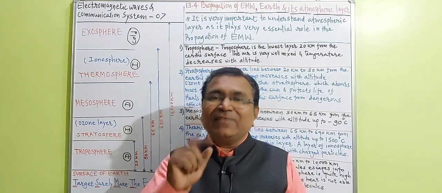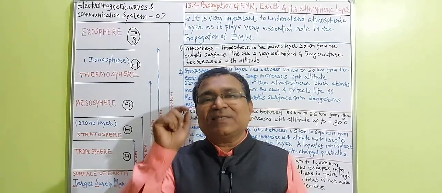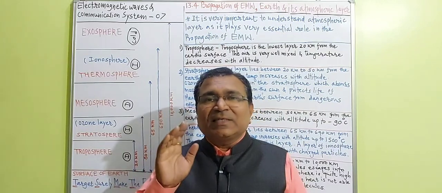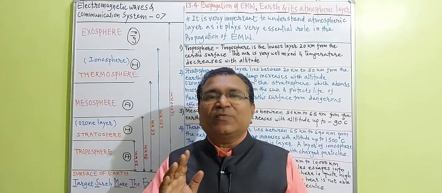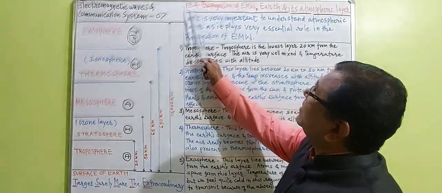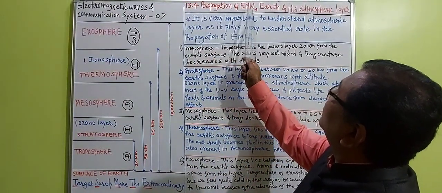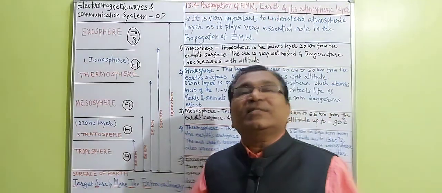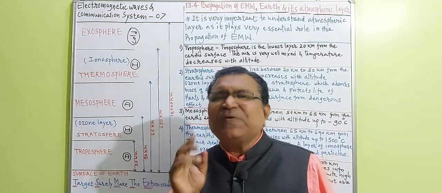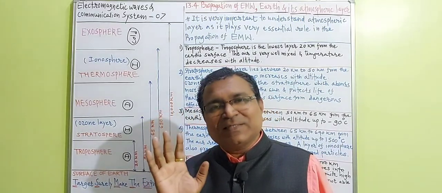As long as 11 science is concerned, we are discussing the chapter Electromagnetic Waves and Communication System. Out of this chapter, we will have to discuss today the article 13.4, propagation of electromagnetic wave and Earth's atmospheric layers. We will have to discuss different atmospheric layers above the Earth's surface.